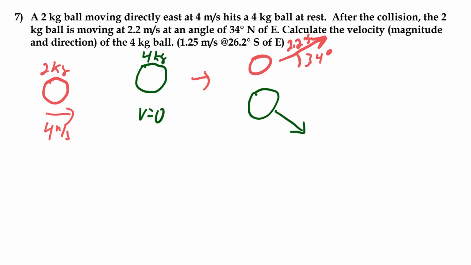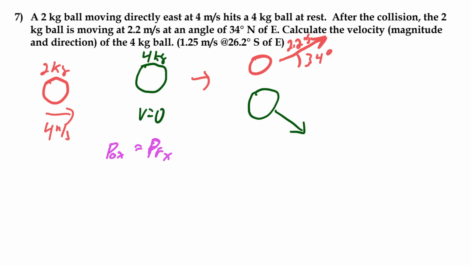Now, if you're wrong, the math will tell you you're wrong, but you have to start somewhere, okay? All right, so this is a two-dimensional problem. So in two-dimensional problems, we're going to do P initial equals P final, but we're going to do it with both the X and the Y direction. So P initial in the X direction should be equal to P final in the X direction, and the same thing in the Y direction. So let's do the X direction first.